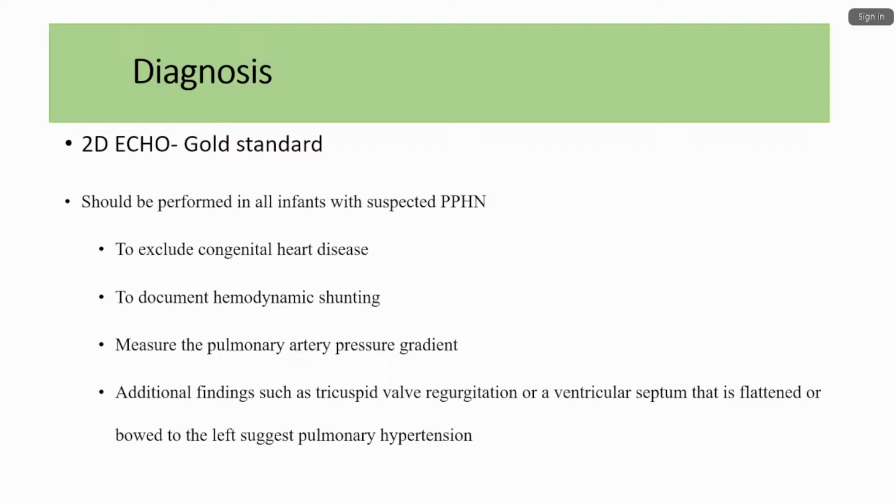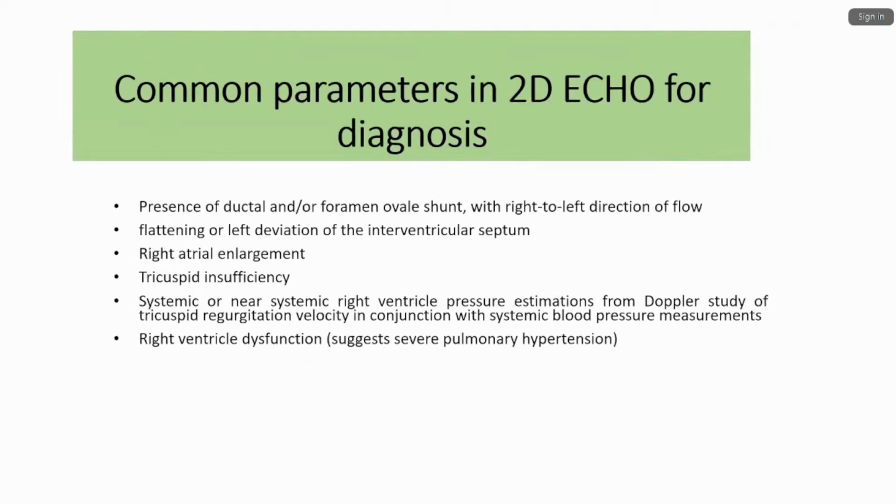2D echo is the gold standard for diagnosis. It should be performed in all infants with suspected PPHN to exclude congenital heart disease, to document hemodynamic shunting, measure the pulmonary artery pressure gradient, and look for additional findings like tricuspid regurgitation or a ventricular septum that is flattened or bowed to the left, which suggest pulmonary hypertension. The common parameter which we see in 2D echo for diagnosis is presence of ductal and or foramen ovale shunt with right to left direction of flow.